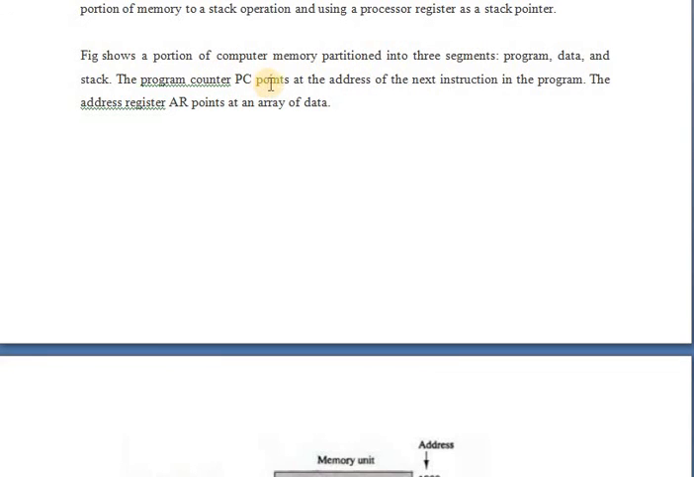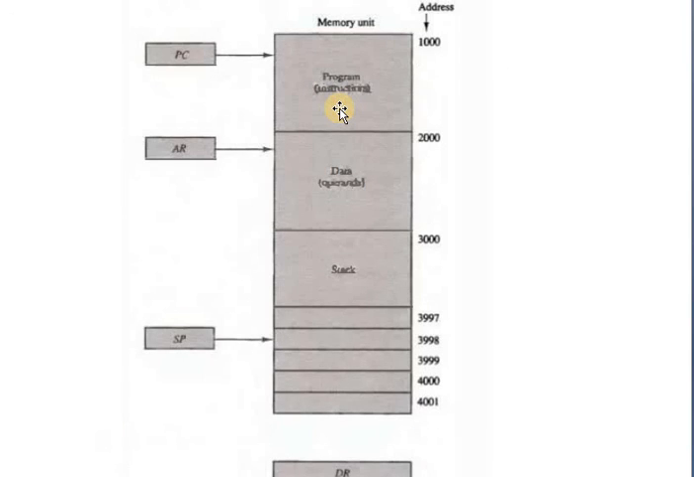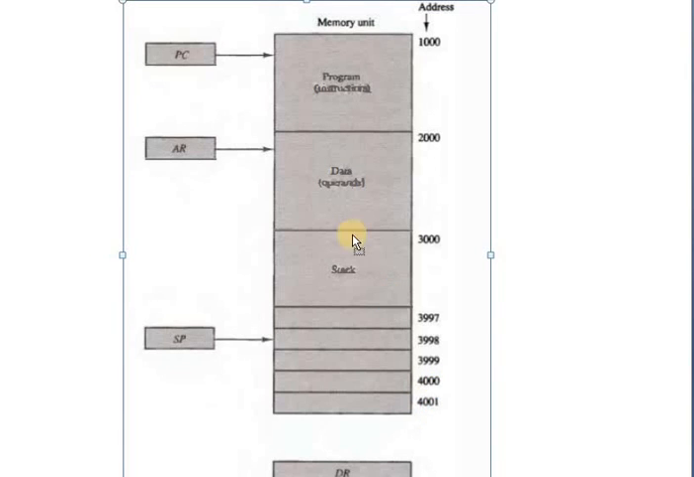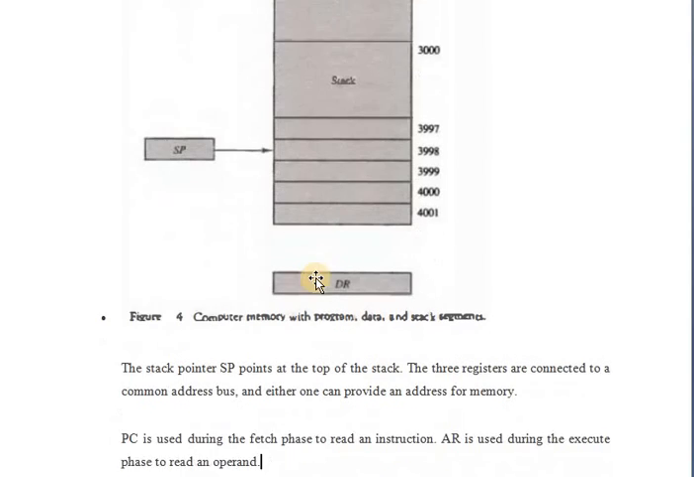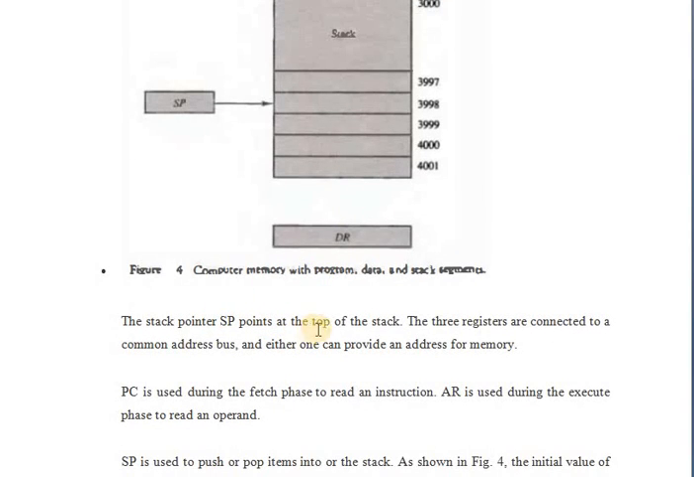The program counter points at the address of the next instruction in the program, and another register points at the array of data. Here are the program instructions. This is a memory unit. It has the addresses from 4000 to 4001 to 1000. Here there is the program counter, here is the address register for operands, and here is the stack pointer. Here it is a stack. It is the memory register. We will see the stack pointer SP points at the top of the stack.